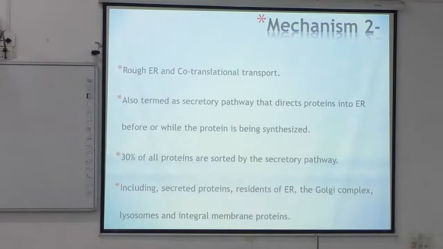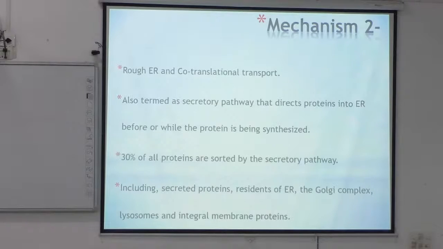Mechanism 2 generally occurs where the protein synthesis is occurring: the RER, rough endoplasmic reticulum, that has ribosomes. The ribosome is still attached to that. And that is called co-translational transport, also called the secretory pathway. That is what I have been calling it from the beginning: whenever we talk about proteins that are targeted to neighboring cells, they are transported with the help of vesicles. The vesicles are secreted out. That is why we call it the secretory pathway also.